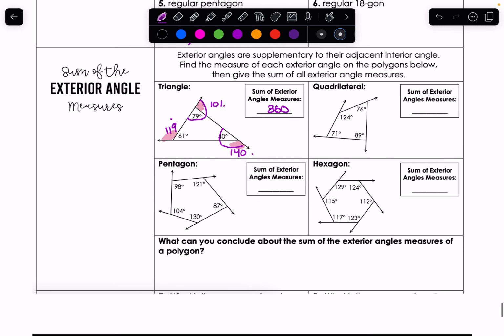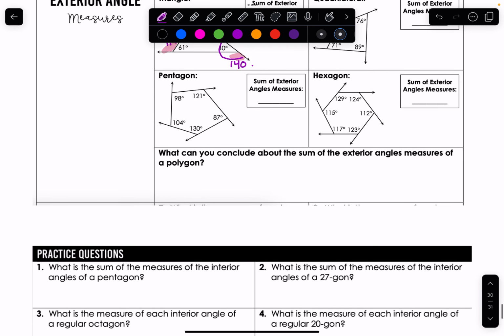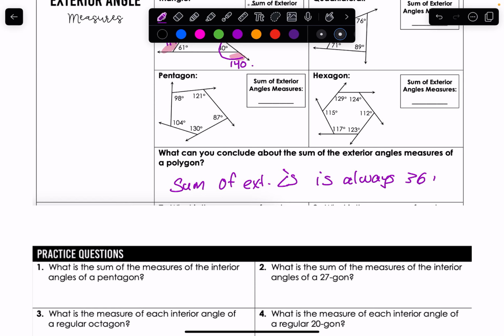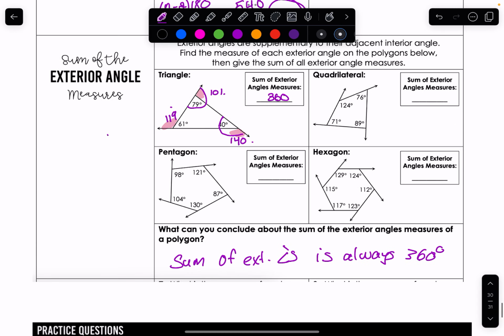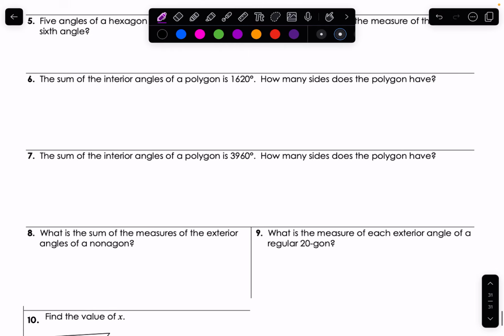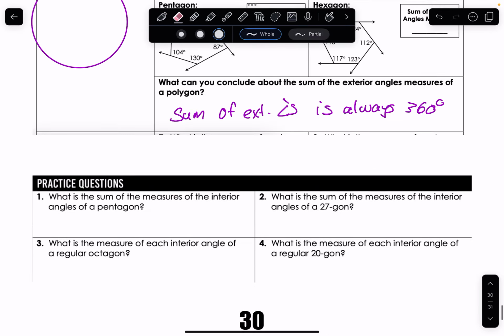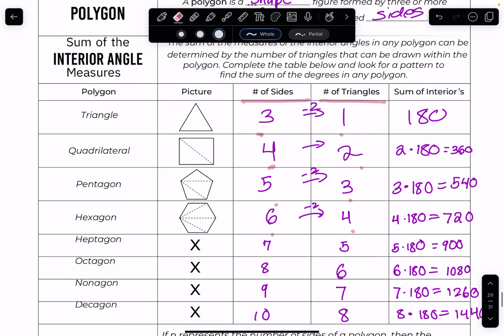And what you'll notice, you should go through and do the rest, is that the sum of your exterior angles is always 360 degrees. Because if you think about it, you're literally going in a circle all the way around your shape, and a circle measures 360 degrees. So use those facts in order to solve the rest of this lesson.